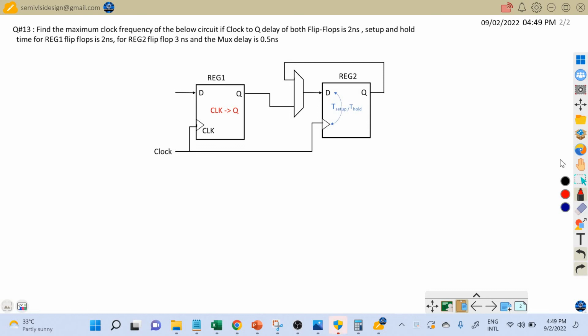Hi friends, welcome back. Let's discuss the next question on static timing analysis. I would like to mention that this question is very important from an interview perspective. So let's concentrate fully on this particular question.